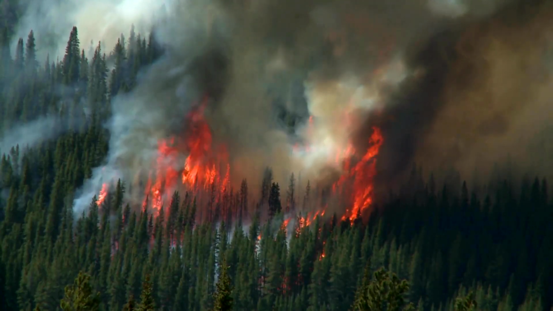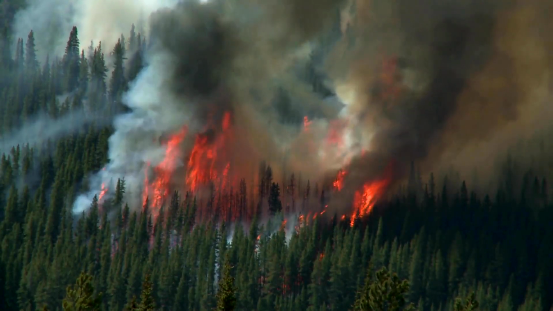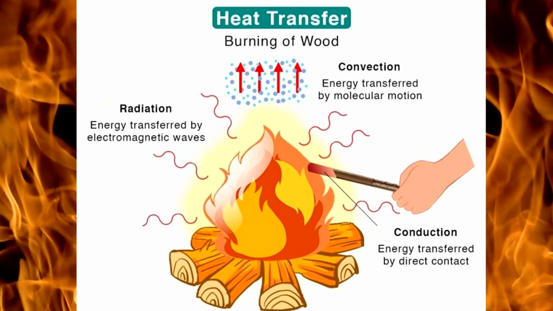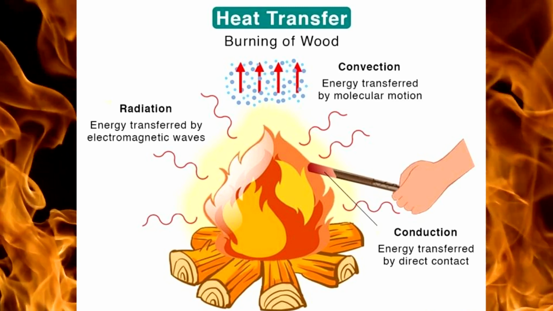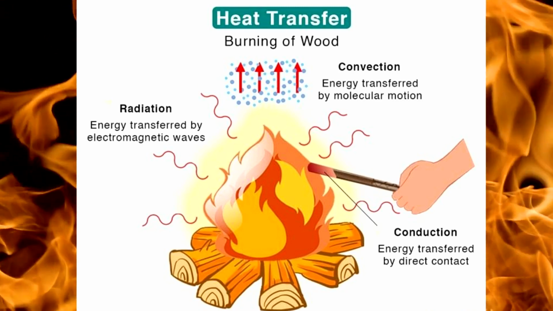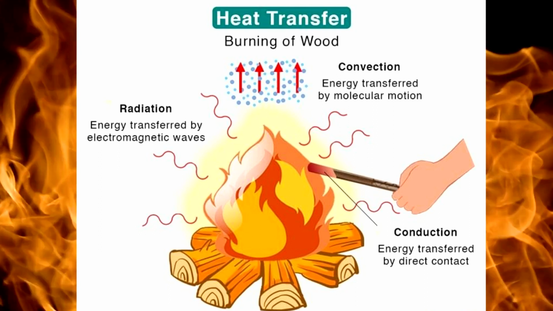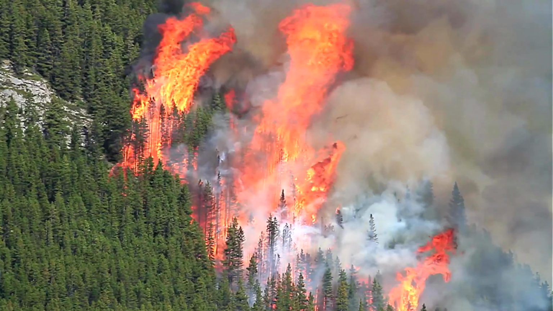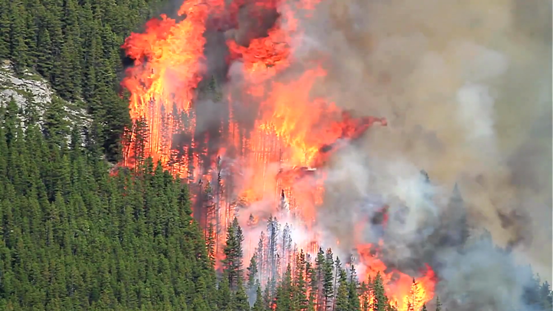Heat energy is transferred from burning fuels to unburned fuels by three methods. Convection is the transfer of heat through the movement of hot air. Conduction is the transfer of heat through solid matter. And radiation is a transfer of heat in straight lines from warm surfaces to cooler surroundings. In a wildfire, all three methods of heat transfer can be seen.